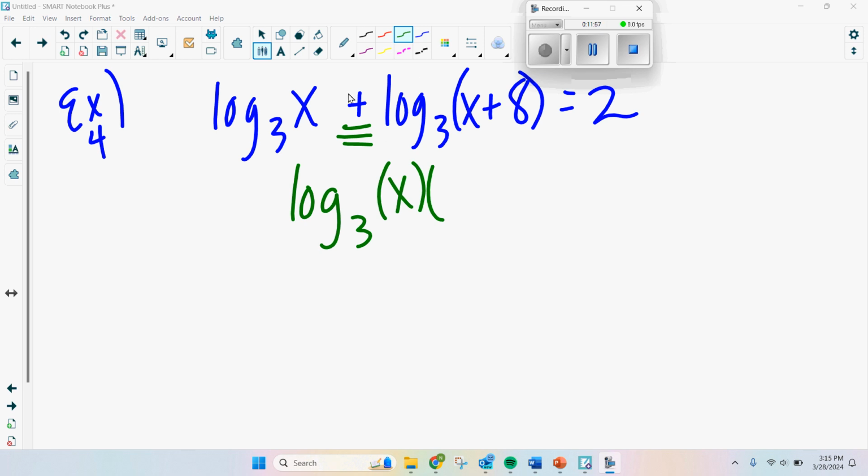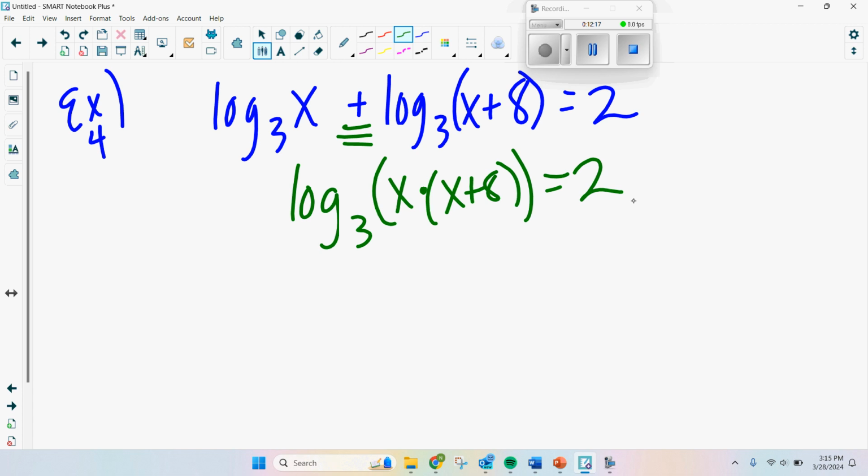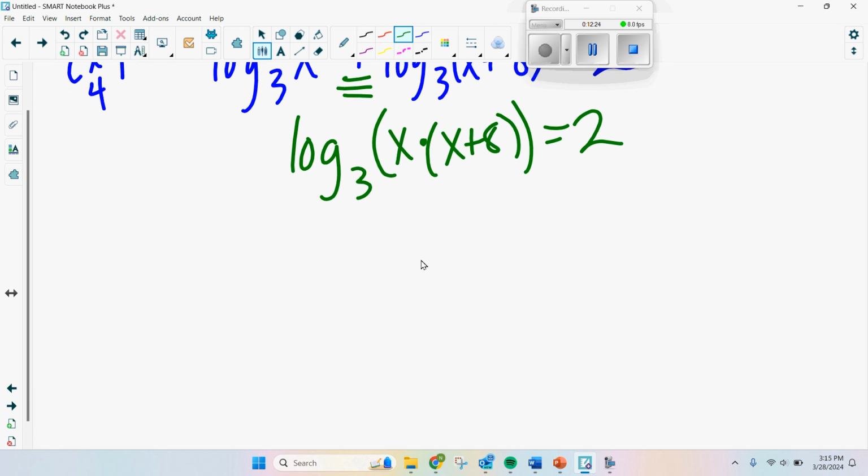Remember when you have a plus sign here and you have logarithms with the same base, you can rewrite it as the log of a product. So this times this as one single log. Okay, so I rewrote this one using log properties as a product in a single logarithm. Now, I think I'm going to go ahead and simplify this. So this is log base 3 of x squared plus 8x.